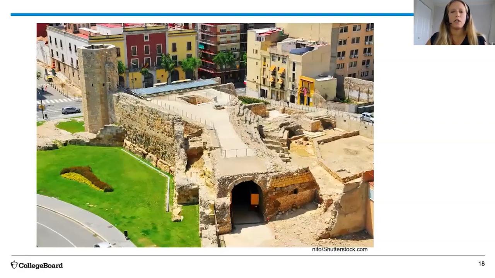One more example of sequent occupants. So these are Roman ruins right in front of these more modern townhomes in Spain. So this is a great example of Roman ruins outside of Italy, where you're seeing the evidence that both of these groups have been on this land and making this new cultural landscape.